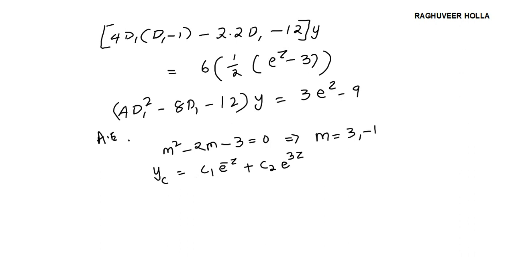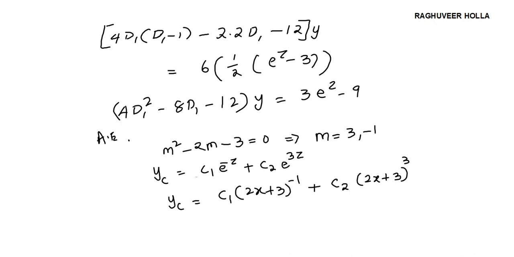Now in terms of x, you can write this as c1 times (2x plus 3) to the power of minus 1, plus c2 times (2x plus 3) to the power of 3. So this will be your yc.